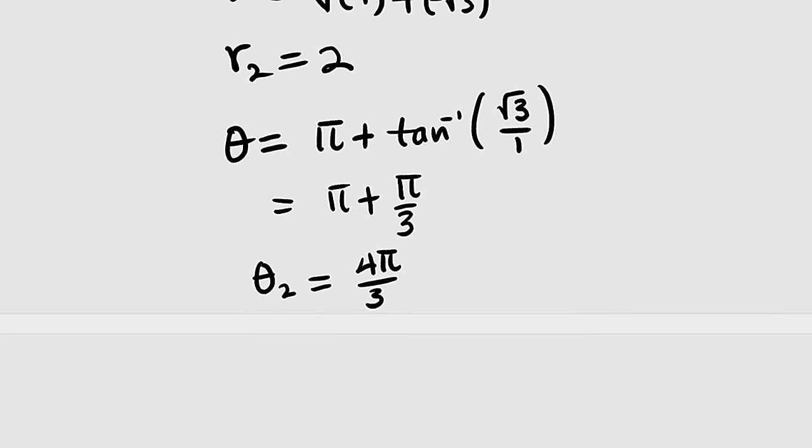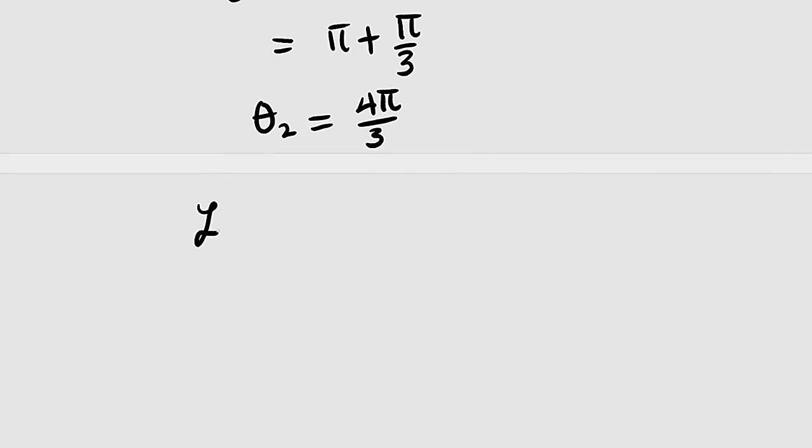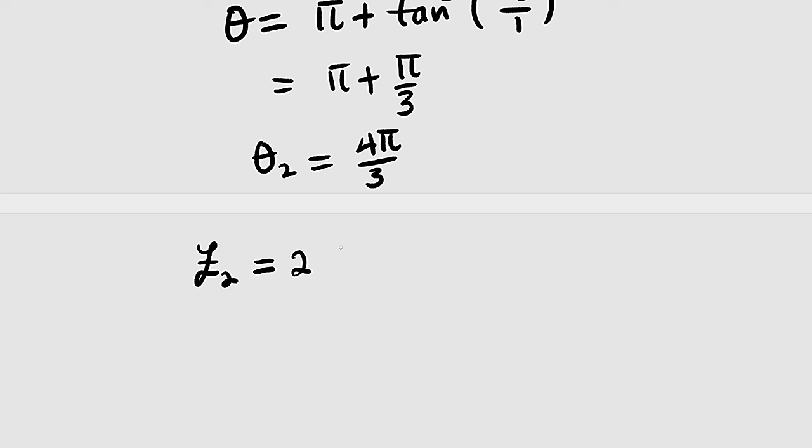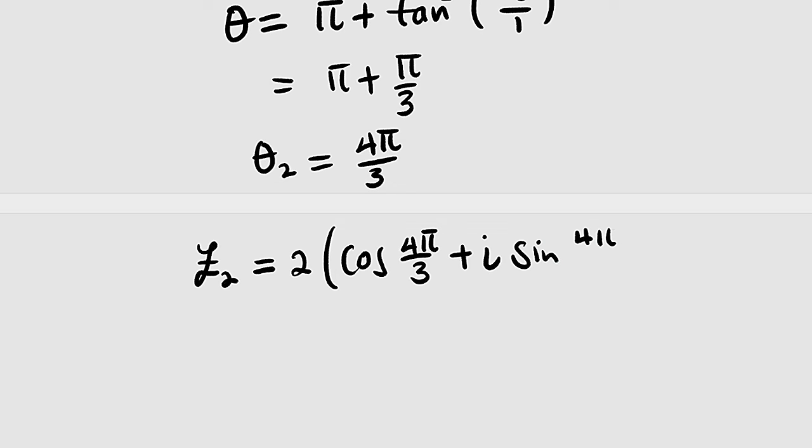So what about our complex number in its polar form? Z2 will be equal to R. What is our R? R is 2. Multiplied by cosine of the angle, which is 4 pi divided by 3. Then plus I sine of 4 pi divided by 3.